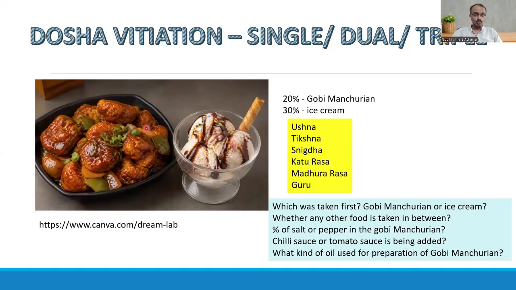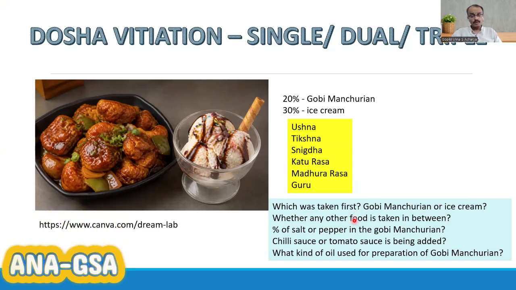the individual is going to consume these two substances: 20% gobi Manchurian and 30% ice cream. Gobi Manchurian has katu rasa, lavana rasa, and ushna, tikshna, laghu guna, whereas the ice cream has madhura rasa, shita virya, and guru guna. In that way, this may lead to the vitiation of pitta and kapha. Further, the time of the intake, which is taken first, whether ice cream or gobi Manchurian, will decide which dosha vitiation occurs first, whether kapha or pitta.